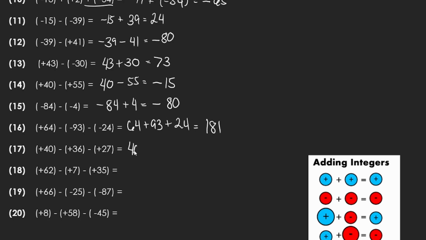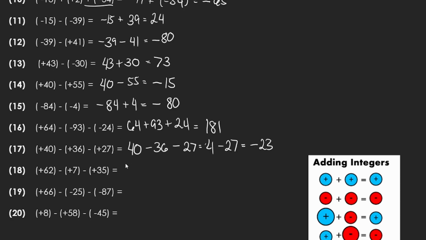Number 17, positive 40 minus positive 36 minus positive 27. Take that positive 40, get the additive inverse of positive 36 and the additive inverse of positive 27. Let's add the first two. Different signs, so we would subtract. 40 is the higher number, so we would use its sign for the sum. The difference of 40 and 36 is 4. Let's copy the third one. And we have different signs. Positive 4 and negative 27. Let's take the sign of the higher number. The difference of 4 and 27 is 23.